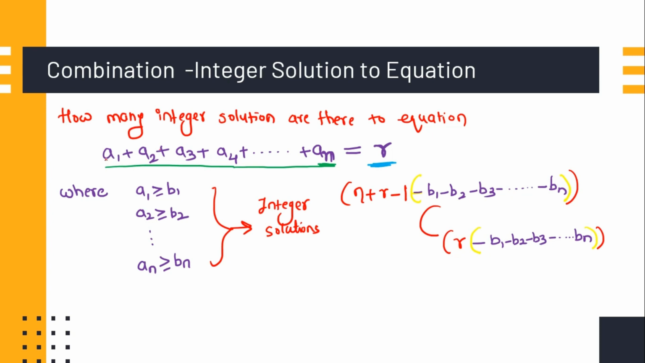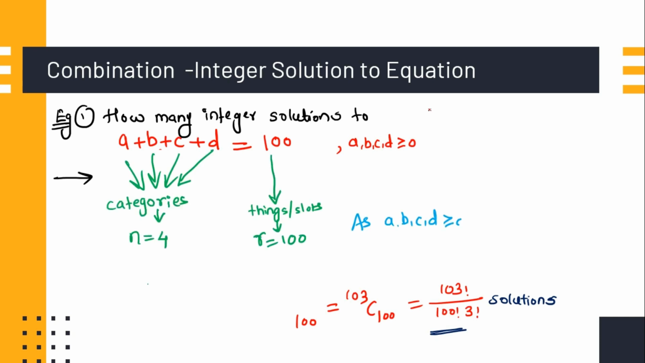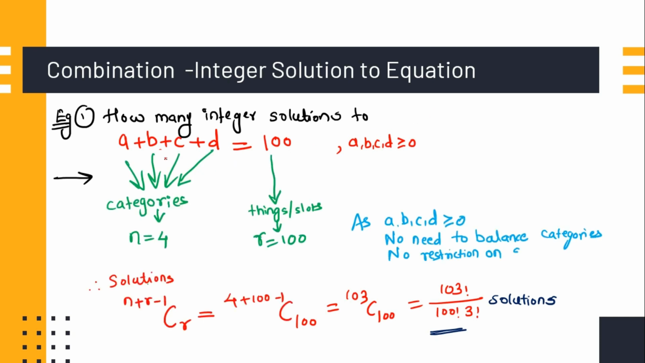If a variable is not starting from 0 but from some other value, to make it start from 0 you perform addition or subtraction, and that value should be added or subtracted at this place in the C r term. Let's take an example: how many integer solutions are possible for the equation a plus b plus c plus d equal to 100?